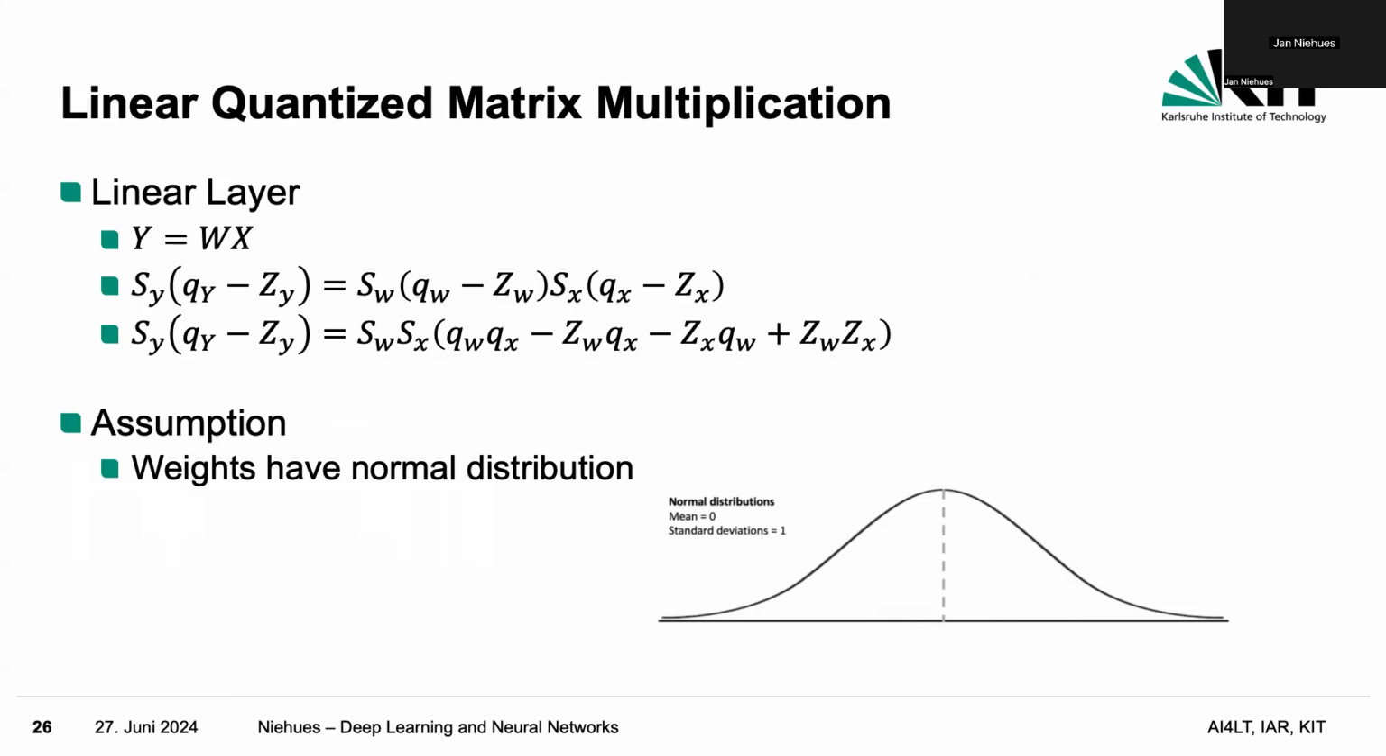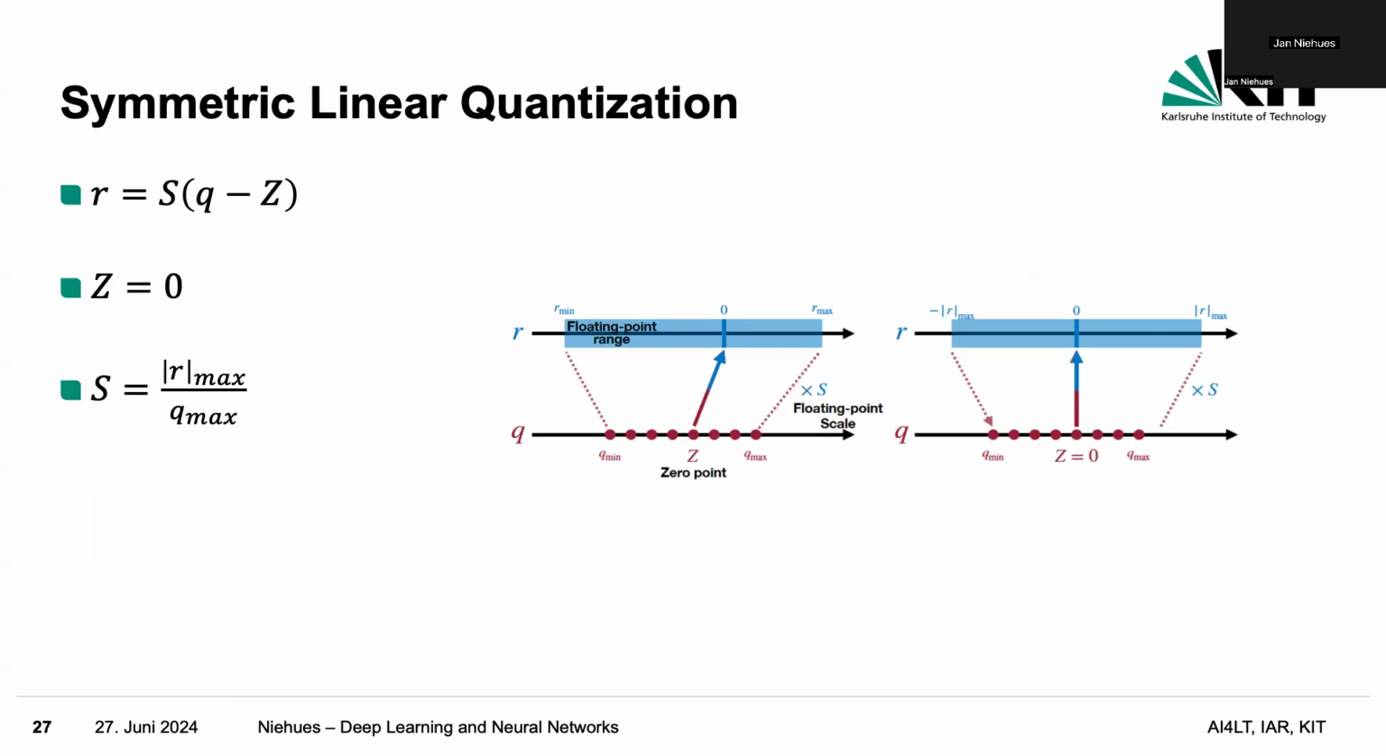If we think about weights in a neural network, they often have more of a normal distribution. So a lot of weights are around 0, and then they go in both directions. If we have this assumption, that means that there will be equally many numbers below 0 and above 0. And then we can do the so-called symmetric linear quantization, where we say that Z should be 0. So we want to map 0 to 0. And that makes, of course, things a bit simpler. Then it's just S times Q, and S is just the maximum absolute value divided by Q max. So then you always map 0 to 0 and the maximum value to the max.